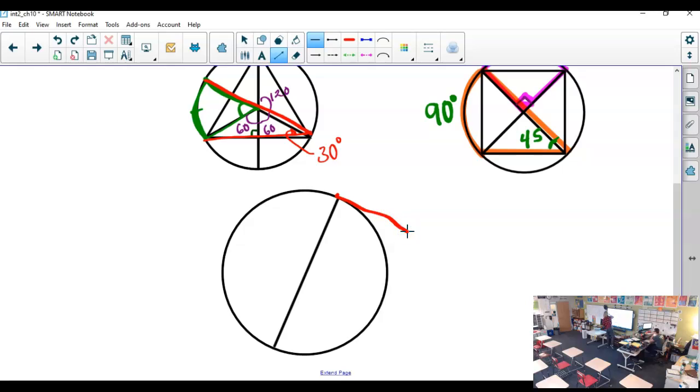You mean like a tangent line? Yeah, if it was a tangent line, that would be 90 degrees, and so that'd be the whole arc line there.